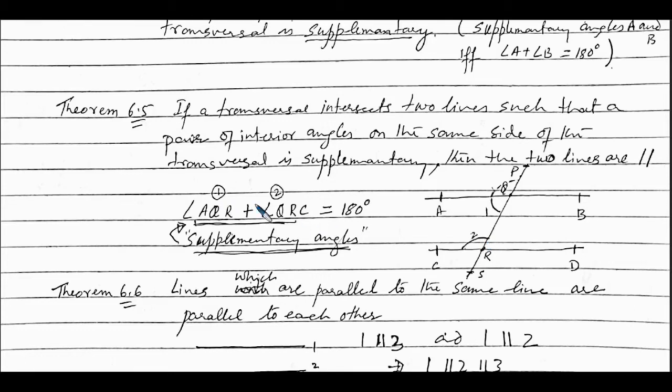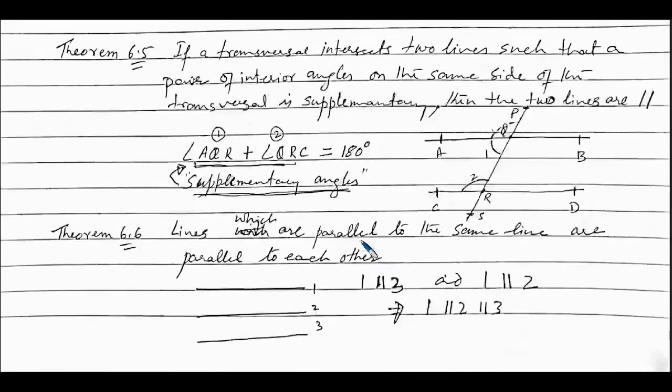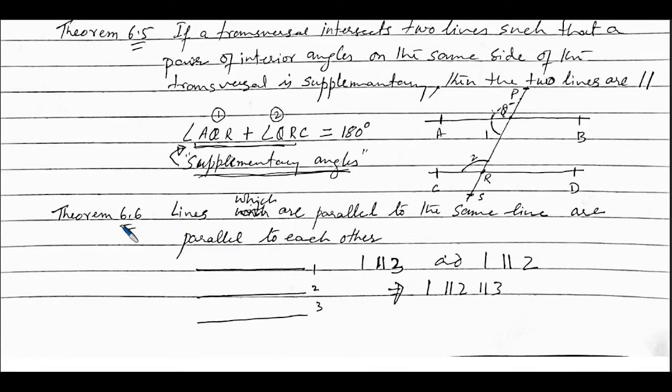Okay. So if I say angle 1 plus angle 2 equal to 180, then they are called supplementary angles. Okay. From the above you can also prove this. And theorem 6.6: lines which are parallel to the same line are parallel to each other. If 2 is parallel to 1 and 3 is parallel to 1, then 2 is parallel to 3 also. So I have written here, it is obvious, because if this is parallel to this and this is parallel to this, then all of them are parallel to each other. 1 is parallel to 3, 1 is parallel to 2, 1 is parallel to 2 and 3.